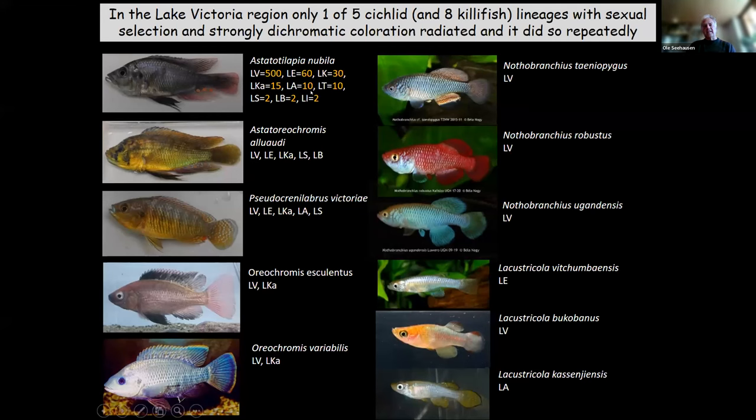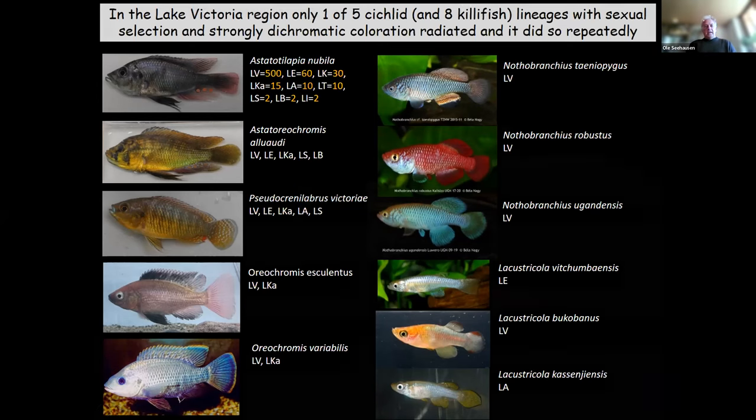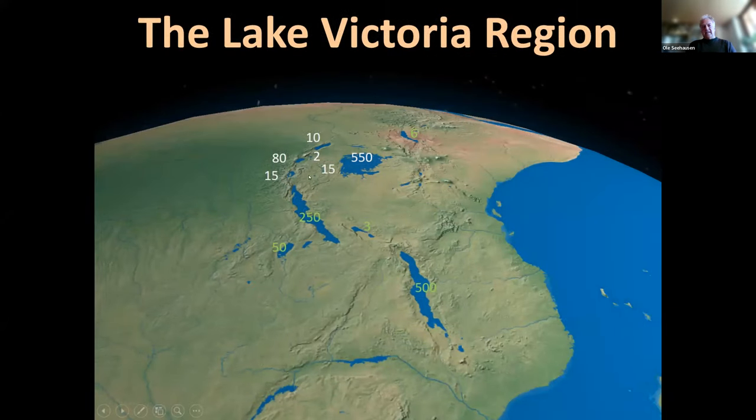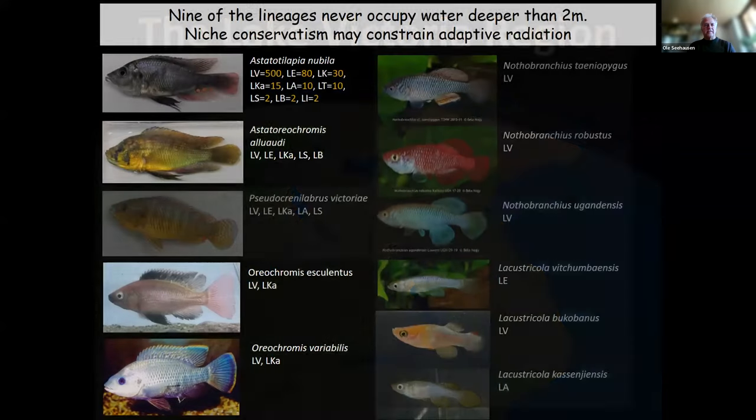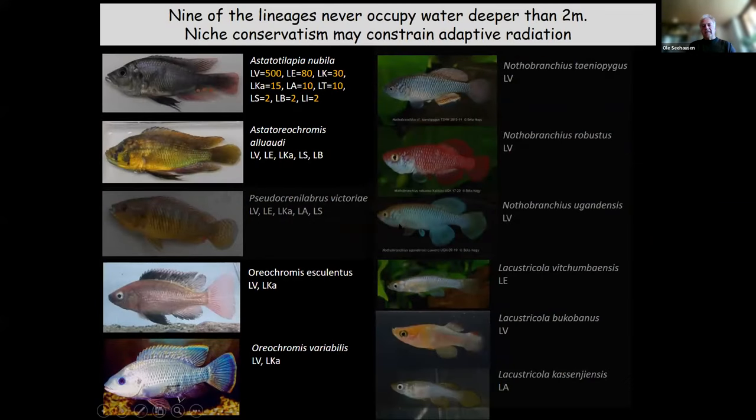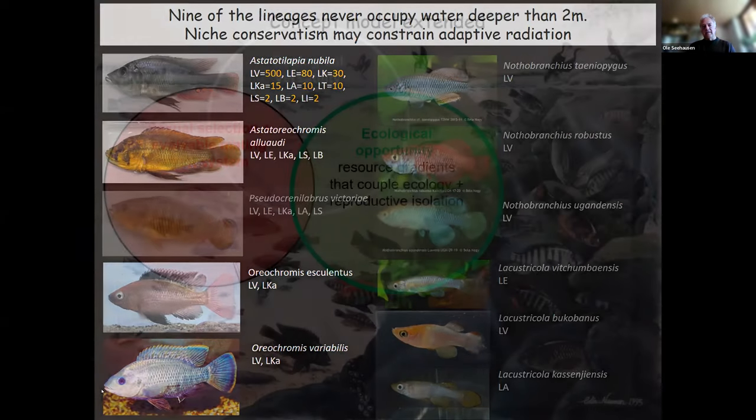This lineage has colonized also all these little lakes and large lakes, and this is the number of species it has produced in each of them. I'm now talking just of this area within Lake Victoria, for which we have very good data on the presence and absence of various lineages of fish. It turns out that all these killifish and one of these cichlids never go into deep water. You never find them deeper than 2 meters water depth, which to my mind suggests that niche conservatism constrains adaptive radiation. These other lineages, though, go deep.